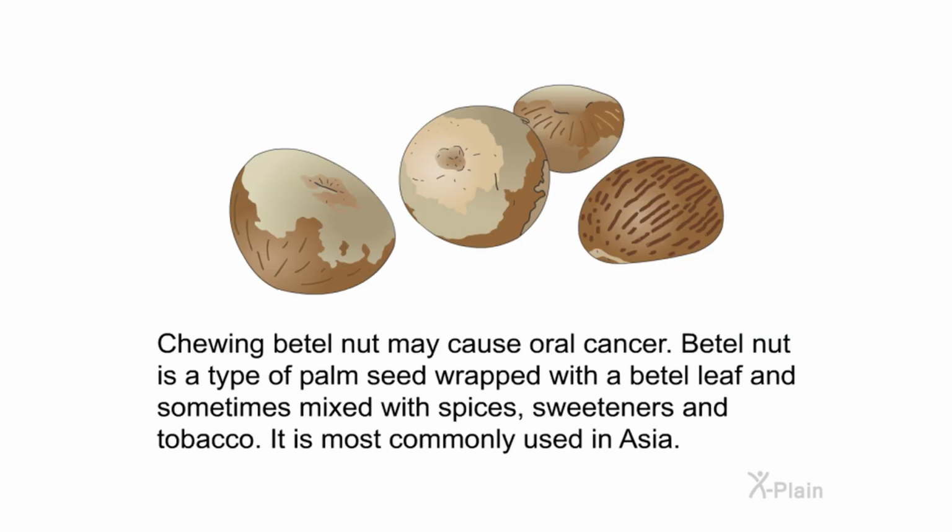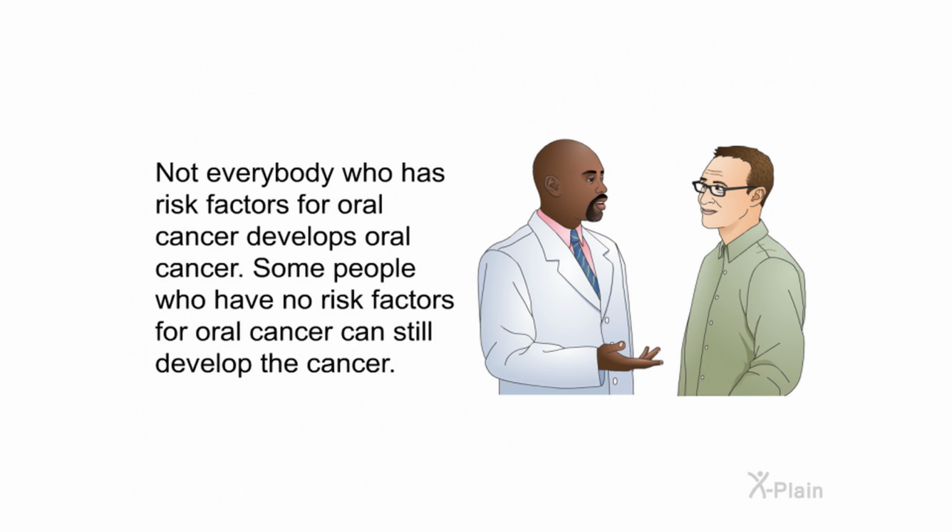Chewing betel nut may cause oral cancer. Betel nut is a type of palm seed wrapped with a betel leaf and sometimes mixed with spices, sweeteners, and tobacco. It is most commonly used in Asia. Not everybody who has risk factors for oral cancer develops oral cancer. Some people who have no risk factors for oral cancer can still develop the cancer.